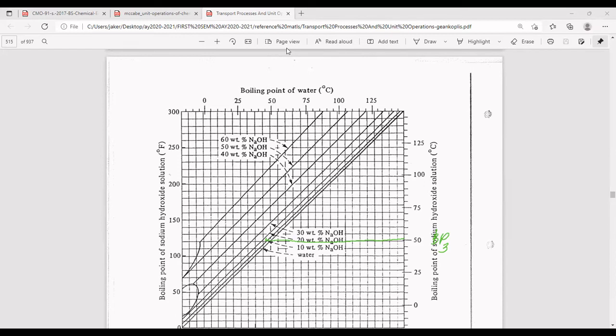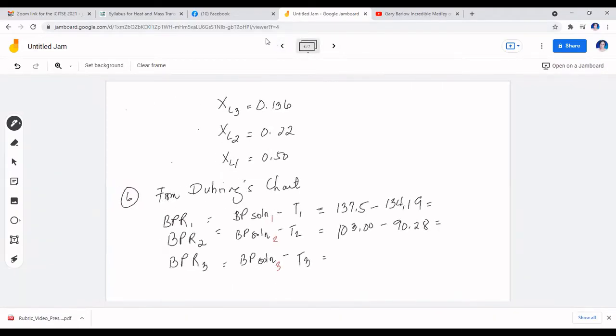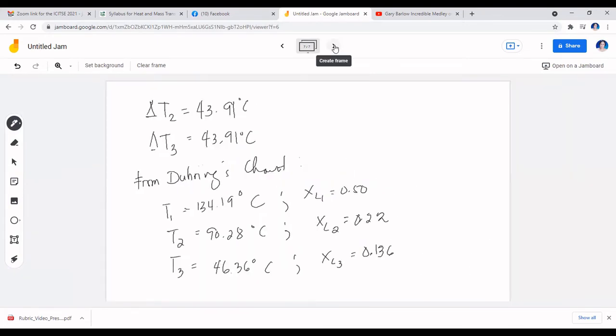So your reading will really be varying because not everyone may have the same reading. So 50. I'll go back to where we are on our solution. This is 50, so 50 minus 46.36. You have it here.